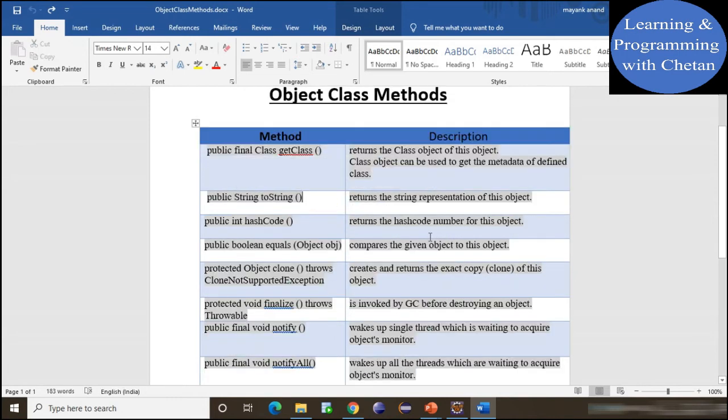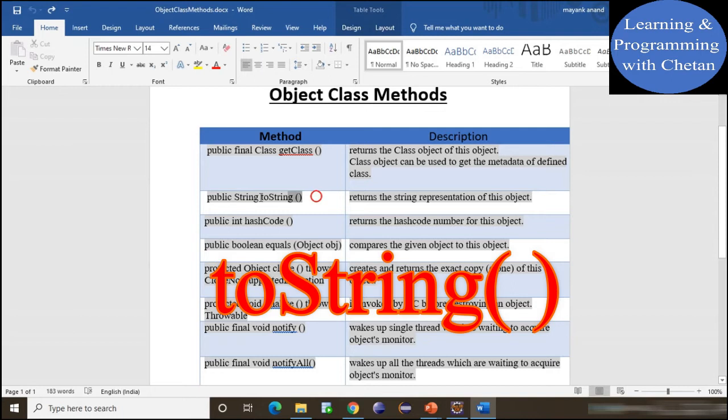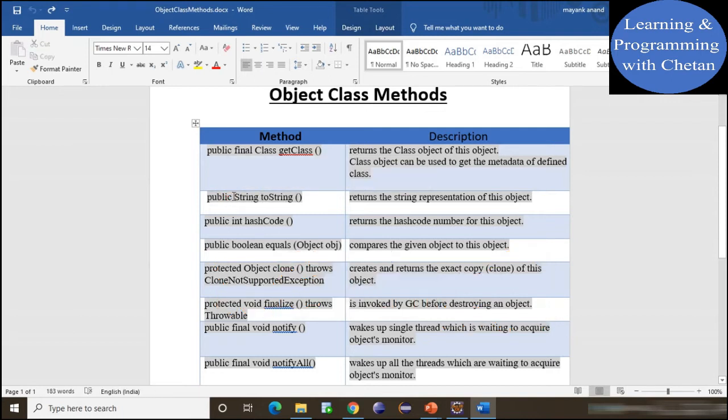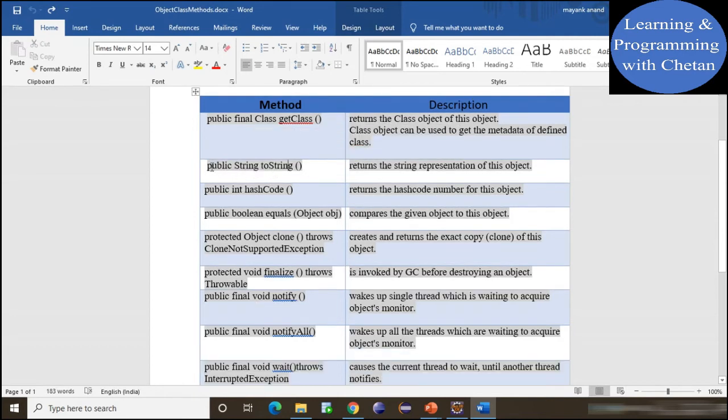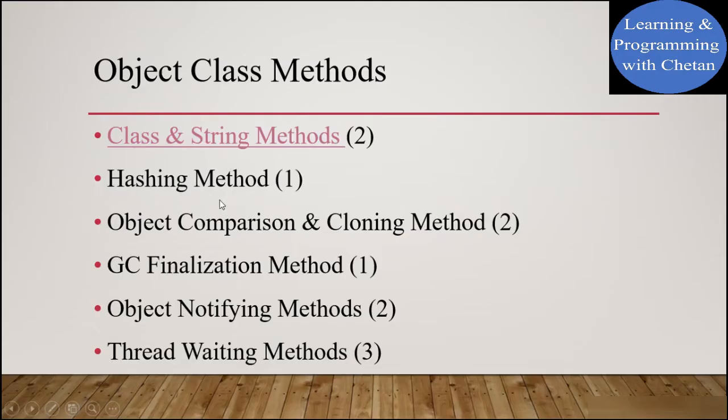So friends, when we have a requirement that we need a string representation of an object, then in that case we can use the toString method, and this method is by default public and it returns an object of string type. And friends, as this method is not final, we can also override this method inside our child classes. Now let us discuss our hashing method.